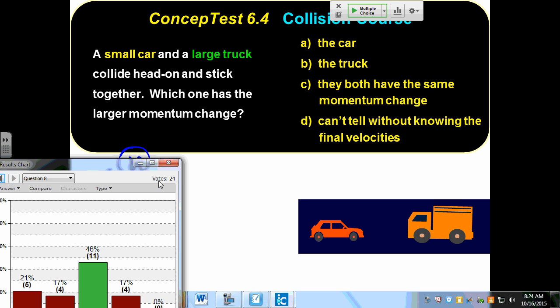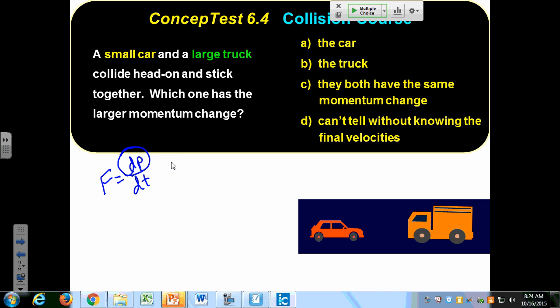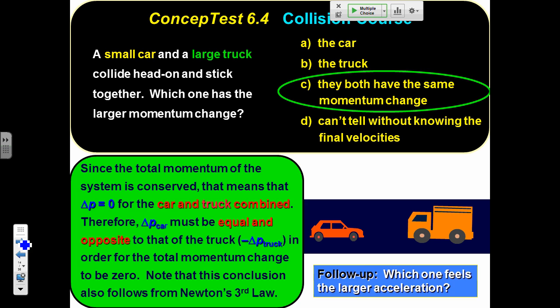Okay, C is right. Newton's third law, right? They both have the same force. That force occurs in the same amount of time, so they're both going to have the same change in momentum.